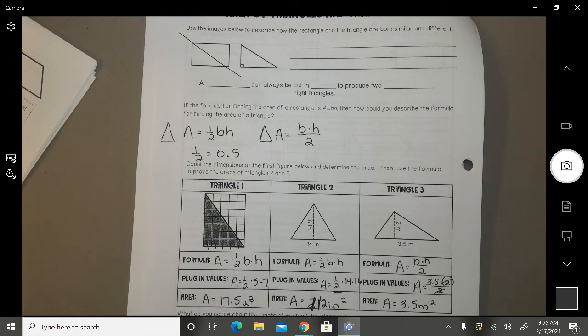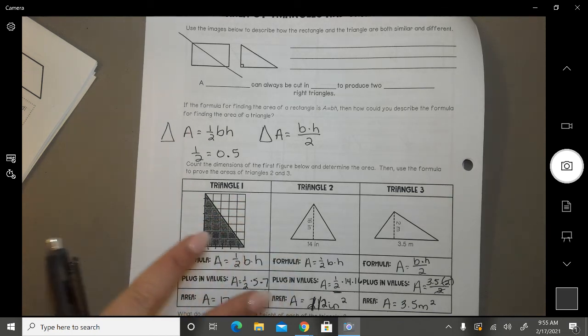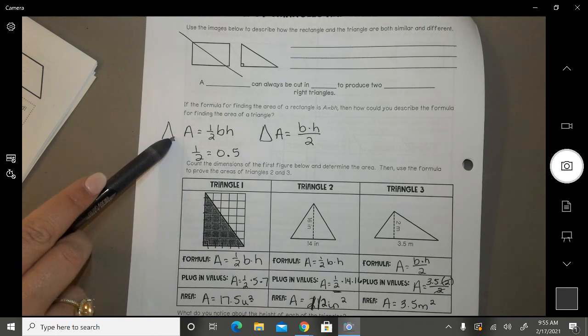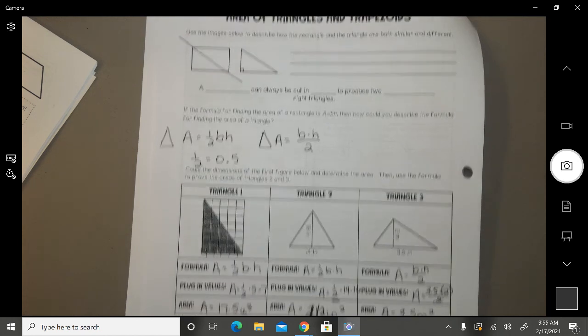Multiply first and then divide by 2. What do you get? Did you get 3.5? Did I get 3.5? We did it right then. Yay, right? Okay, so that's a triangle. Nothing too crazy, right? If you have the formula, all you have to do is plug it in and solve for it, right? Okay.